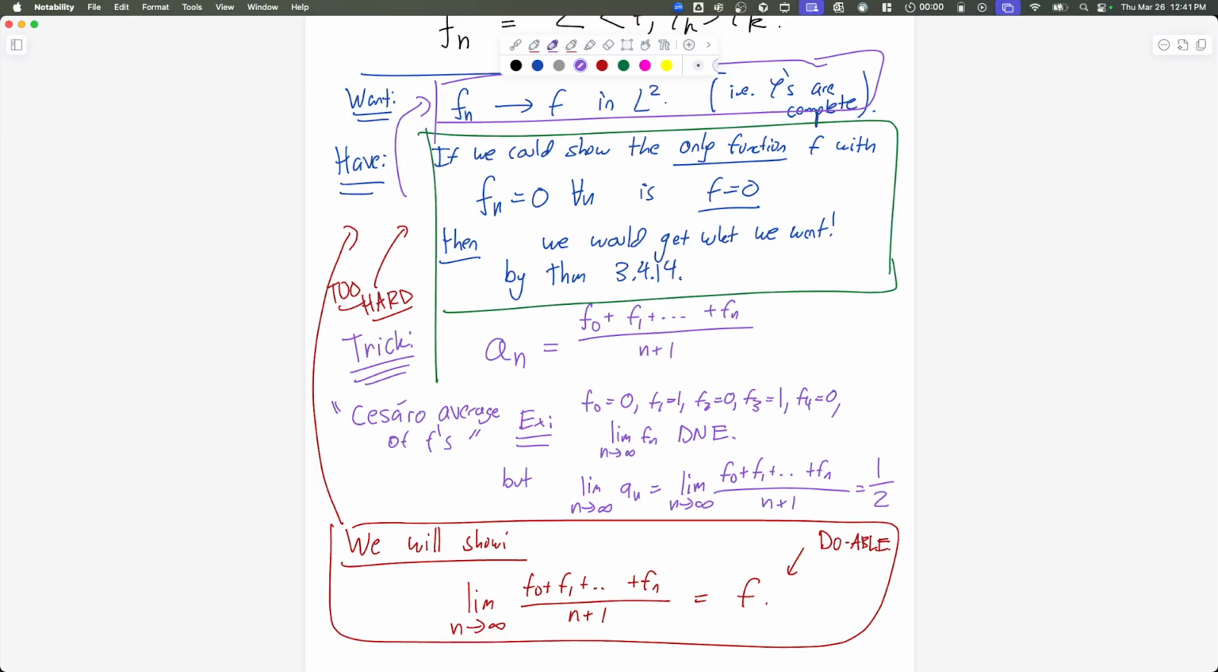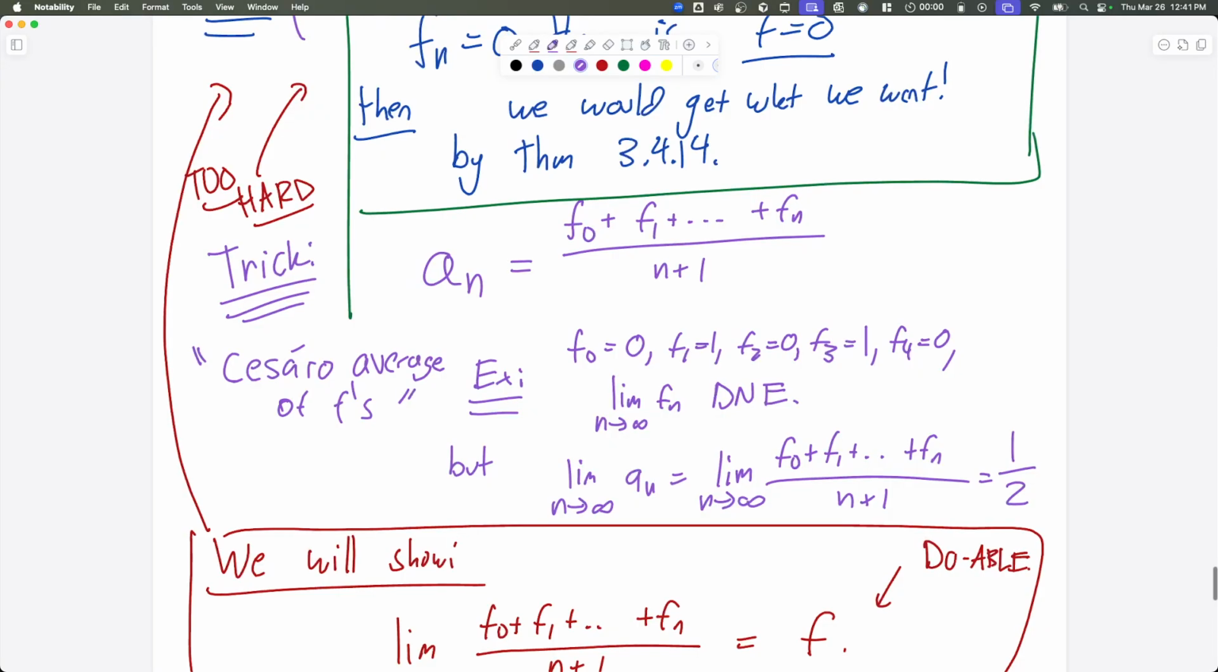If it was the case that all the fn's are 0, then the Cesaro average is also 0. You see? If all the fn's are 0, then the limit on the left-hand side is 0. And because of this theorem, therefore f will have to be 0. And so that will prove the thing in green, the theorem we just proved. And then the thing in green will prove the other thing. So let's write this all down. This is like the high-level strategy of what we're doing.